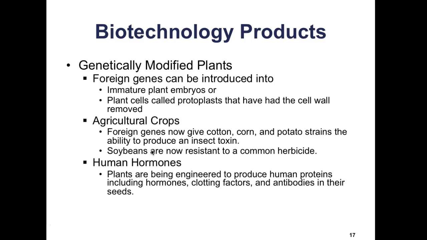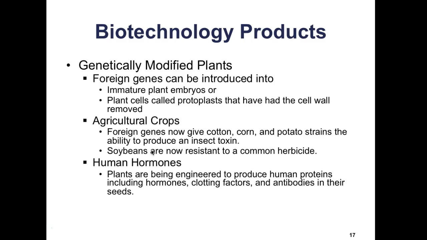Agricultural crops: foreign genes now give cotton, corn, and potato strains the ability to produce an insect toxin. So they self-produce insecticide. Some of that is called the BT toxin. You've probably heard of that as well. Soybeans are now resistant to a common herbicide. So you could see the vast amounts of things that we could do in the agricultural industry with biotechnology. If you're ever driving on the highway and you're driving past a soybean field or a corn field or any type of farm field that is using transgenic or genetically modified plants, often what you'll see is the company's name, and then you'll see a little serial number.